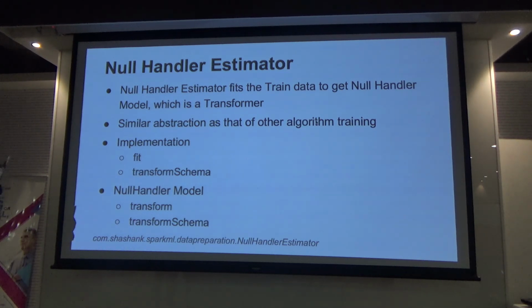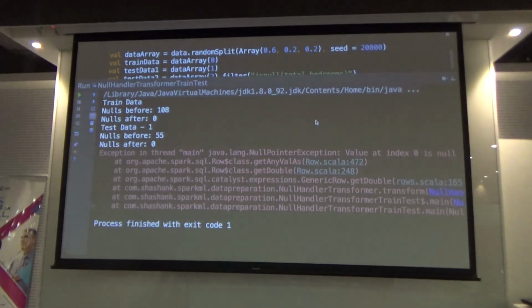So when you implement an estimator, you have to implement two things. One is the fit and the other is the transform schema. The transform schema functionality is used for validation, so that you get an error early instead of getting an error when you do a fit, because fit goes over the data and you may get an error after 1 hour or 2 hours when you are running at scale. But transform schema will return an error immediately, as soon as the pipeline is called, and we return a null handler model. The null handler model will be a transformer, so it will have a transform and a transform schema method. So we will go to the null handler estimator to see the code.